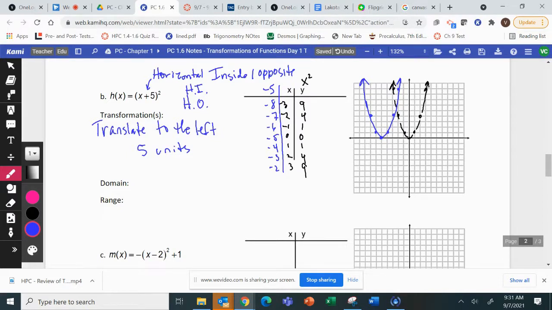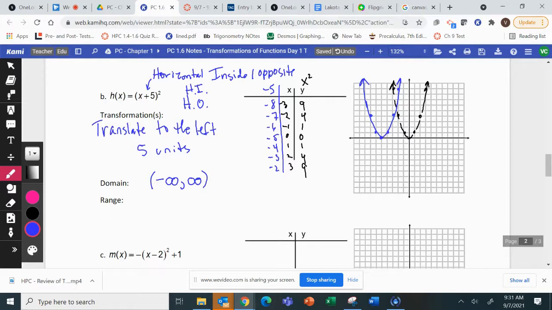And so our domain, normally we would say all real numbers because it goes all the way to the left and all the way to the right, but we're going to write in interval notation that says we go from -infinity to the left to +infinity to the right. It's our starting and our ending spot.